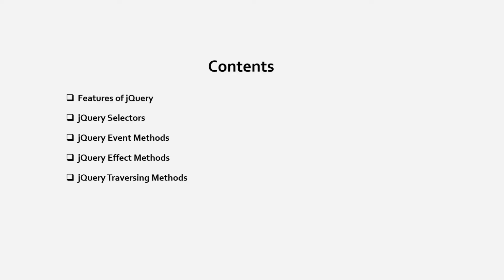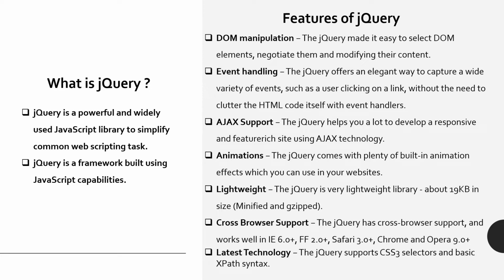In this section, we are going to discuss the features of jQuery, jQuery selectors, event methods, effect methods, traversing methods, and all. Before we start, let me say what jQuery is and what its features are. jQuery is nothing but a framework built using JavaScript capabilities. It has a JavaScript library which simplifies common web scripting tasks.